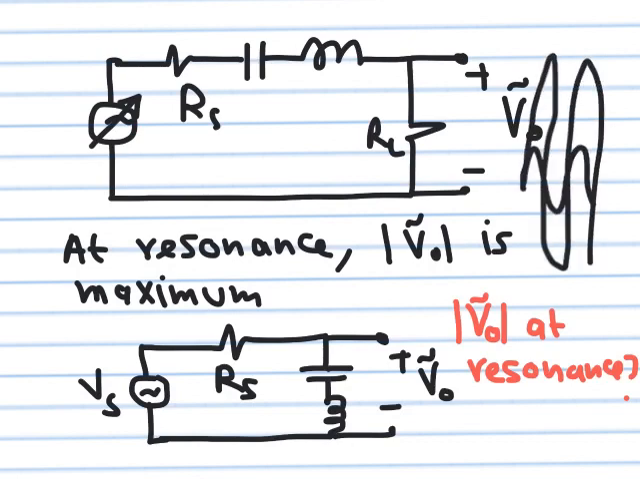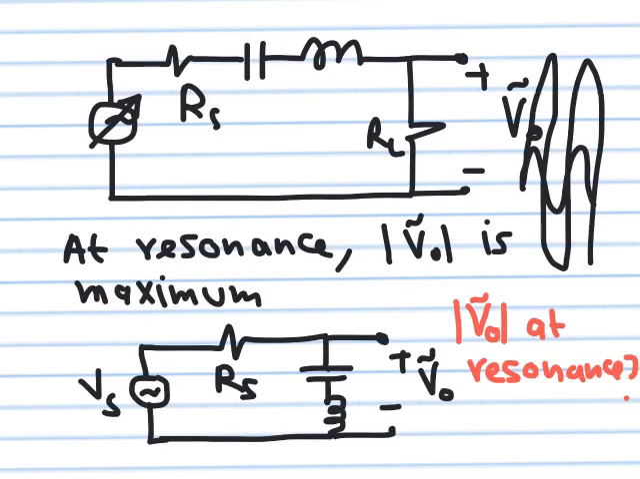Okay, so at resonance, as I said, the amplitude of the output voltage becomes maximum, because the amplitude of the current becomes maximum. So in this circuit, at that magical frequency, you see a sudden peak in the current and a sudden peak in the voltage. So this effectively acts as a band pass filter.